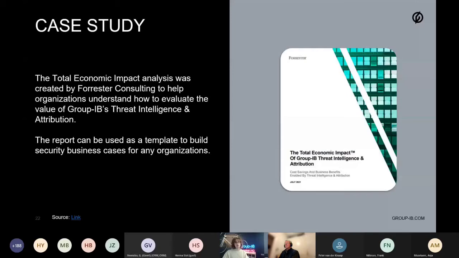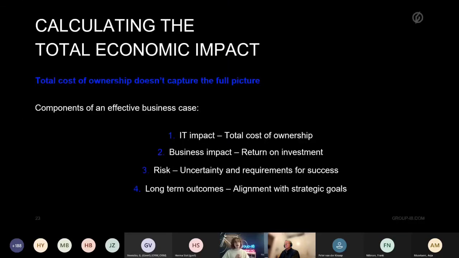The Total Economic Impact Analysis goes beyond total cost of ownership, because that really is just looking at a very small part of the puzzle. There's also the business impact. What value does it provide back to me? There's also risk: what are ways that this project could fail? But also, what are the requirements to minimize that risk? And what are the long-term outcomes? Where are we going as a company? How can what I do today help set us up for success in the future?